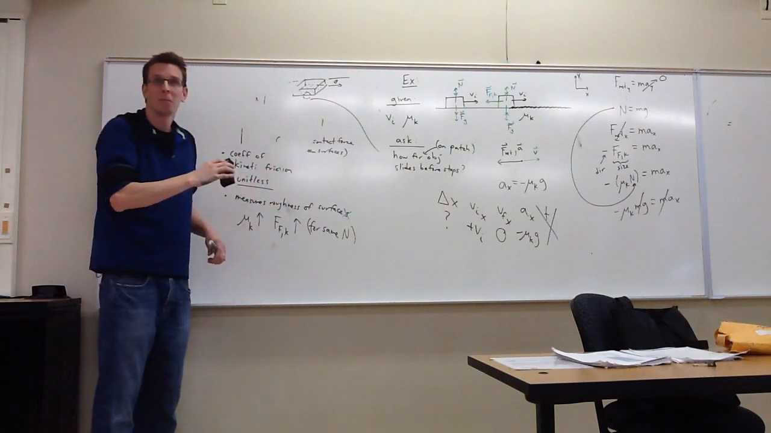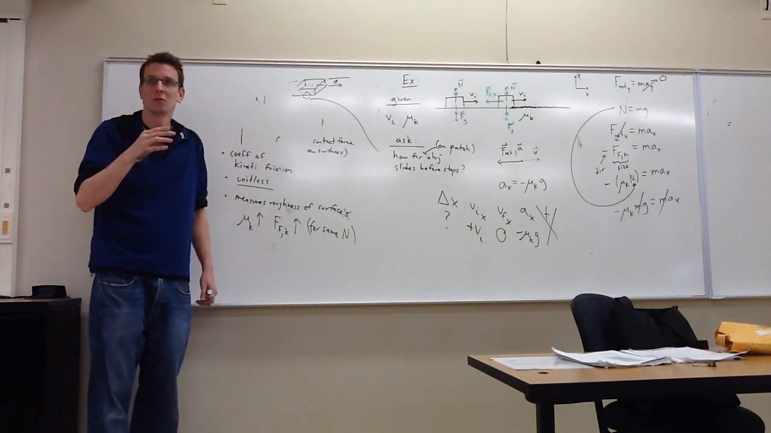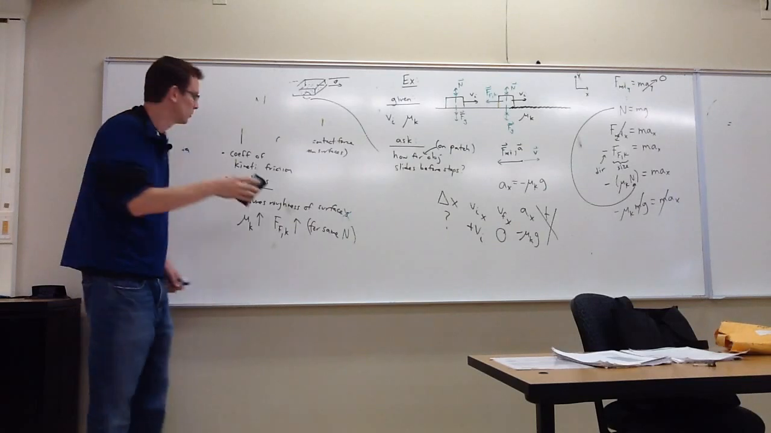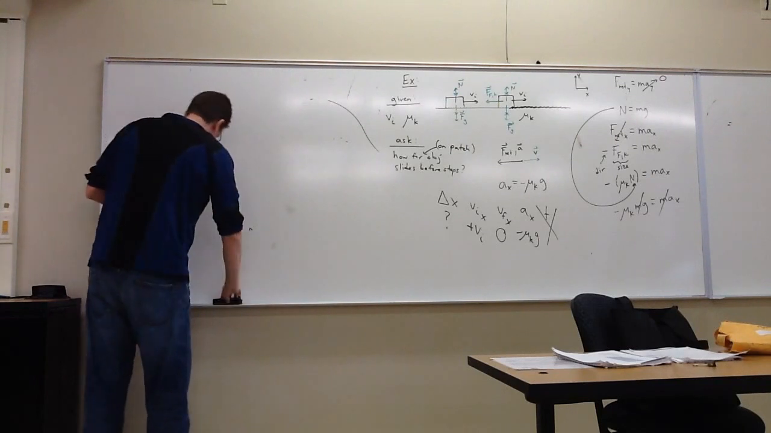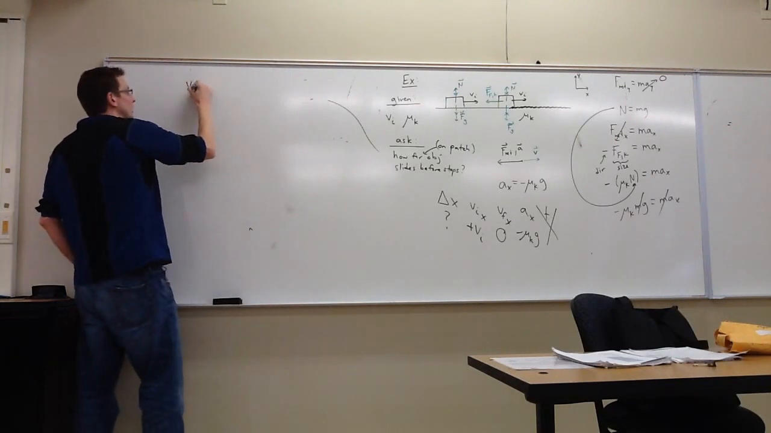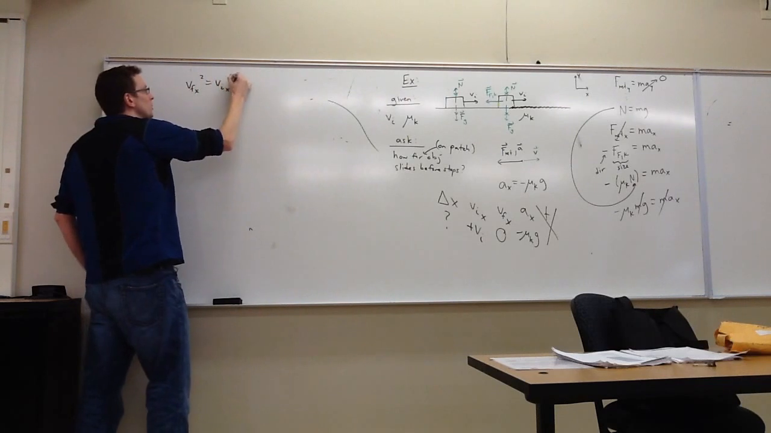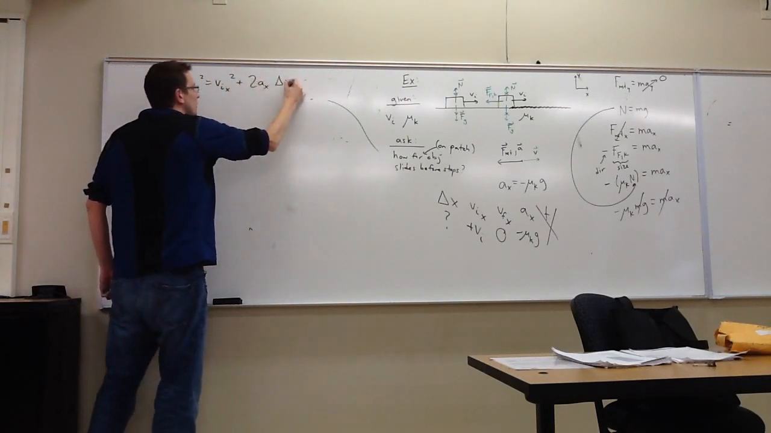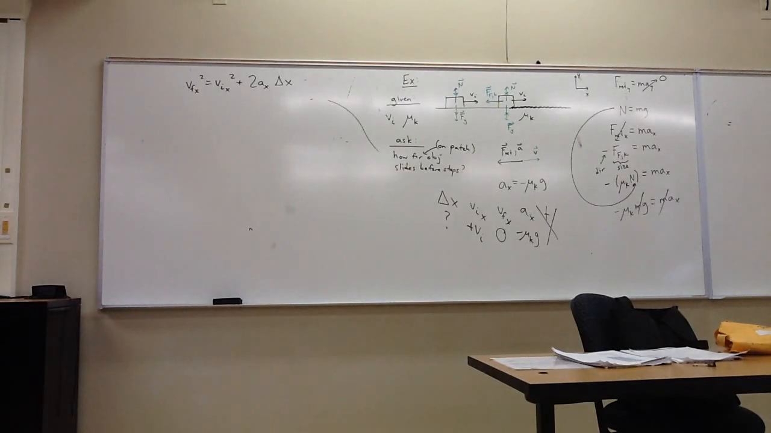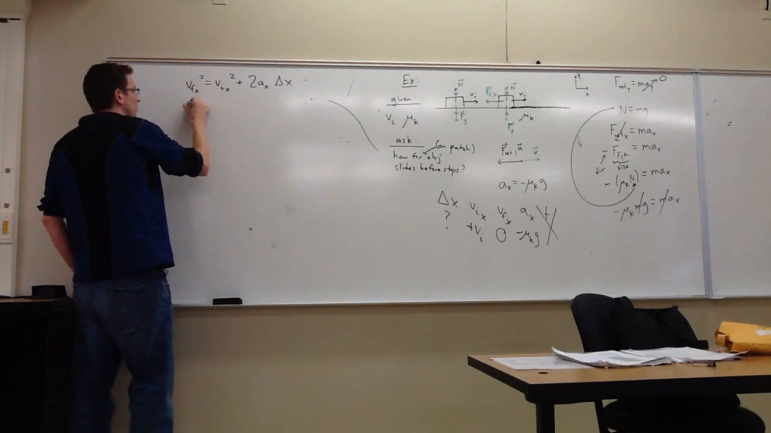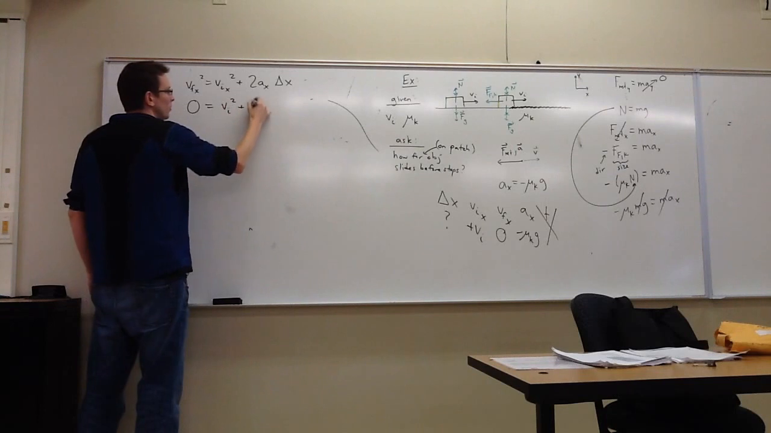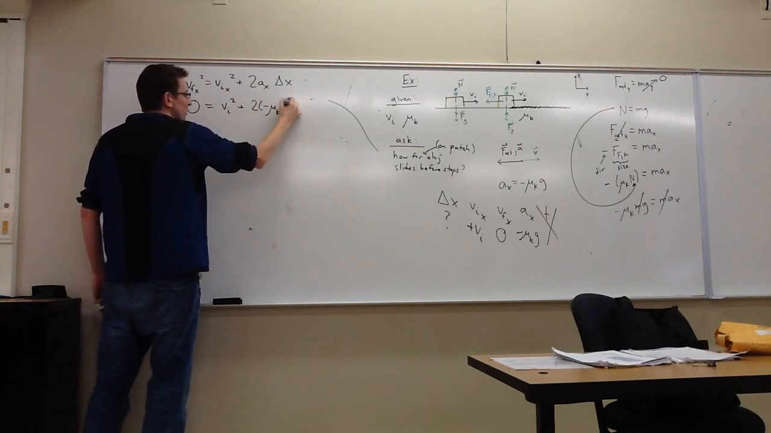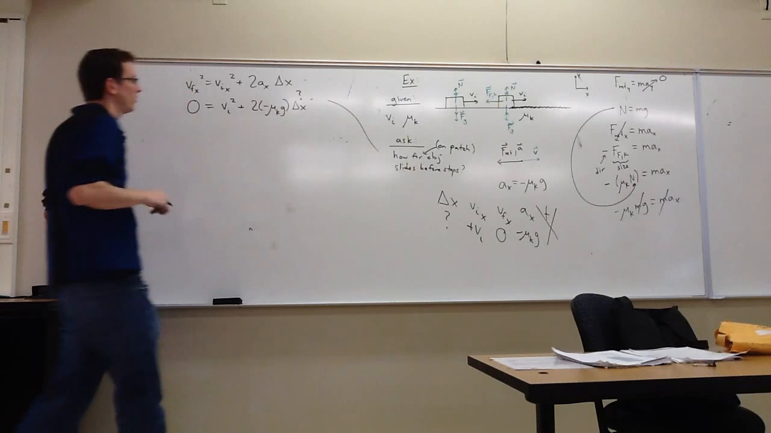So it's going to look like this. Okay, so we'll plug in 0. 0 squared is still 0. V initial squared plus 2 negative mu k g delta x. And remember, we're solving for delta x.